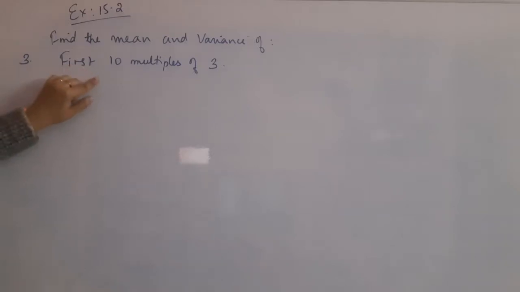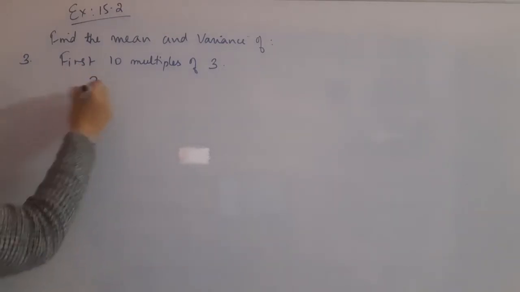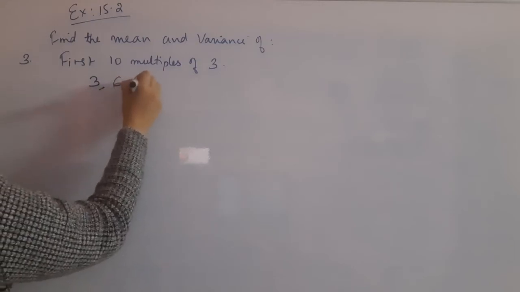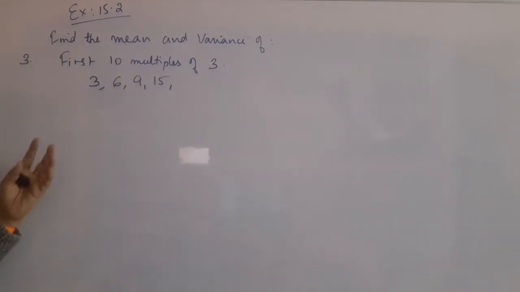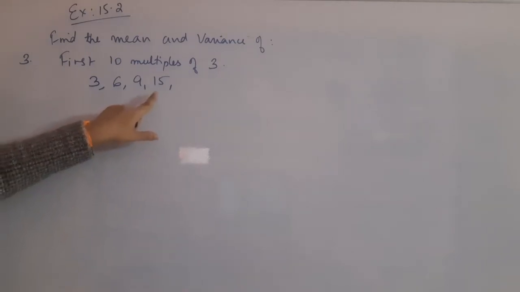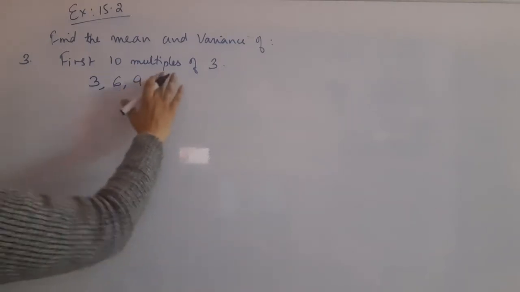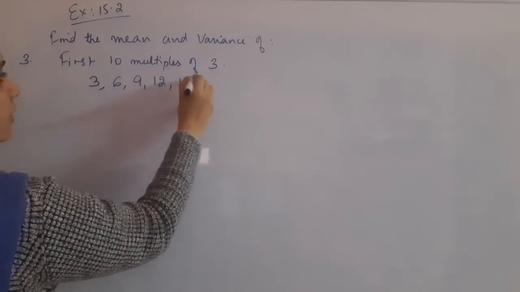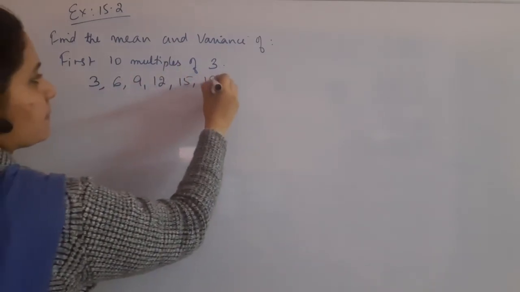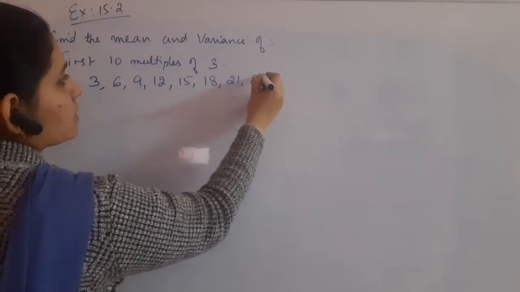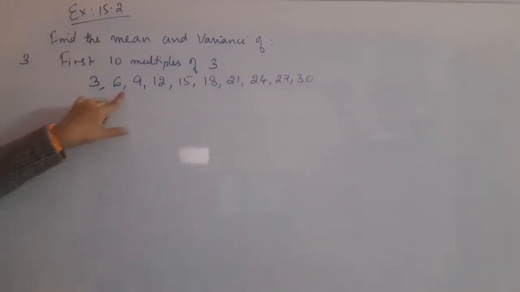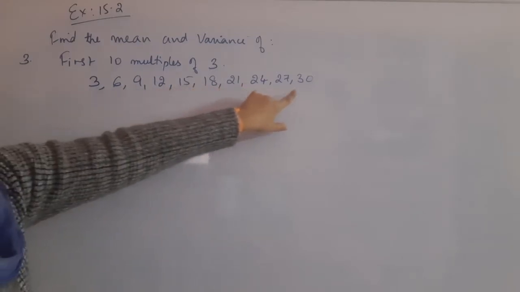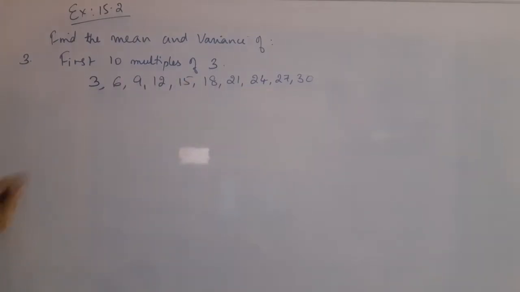Question: first 10 multiples of 3. You will start from 3, then the next multiple 6, 9, 12, 15. You have to write all the 10 multiples because we need xi square also. So 3, 6, 9, 12, 15, then 18, 21, 24, 27, 30. How much did you get? 1, 2, 3, 4, 5, 6, 7, 8, 9, 10. So till 30 you are getting these 10 multiples of 3.